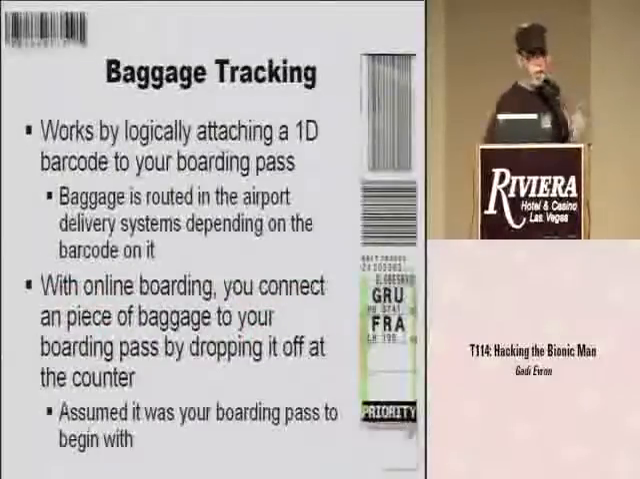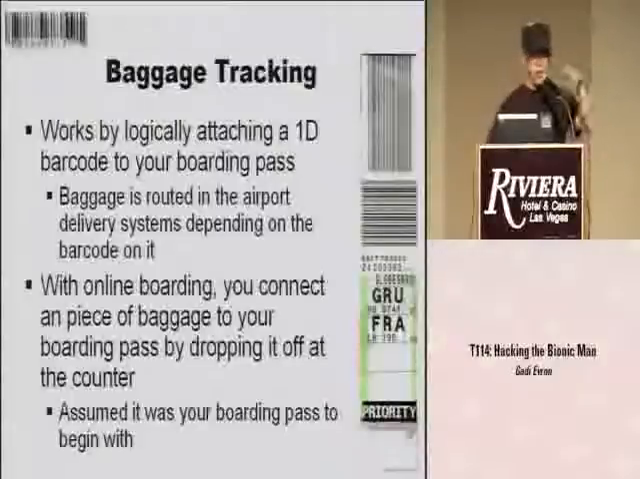On the other hand, luggage tagging actually works by logically attaching a one-dimensional barcode to your trip and to you. So baggage is actually routed in the airport delivery system depending on this barcode. And with online boarding, you can actually connect any piece of luggage that you have to your boarding pass simply by dropping it off at the counter. Like when you online check in, right?